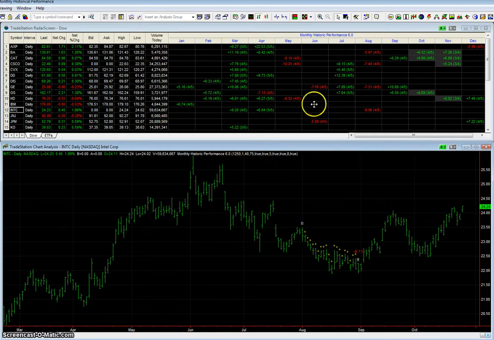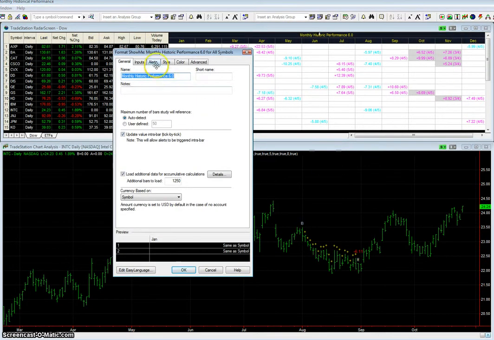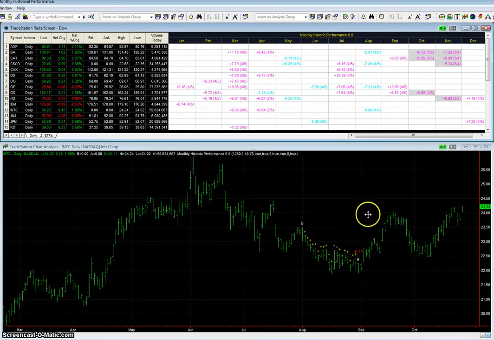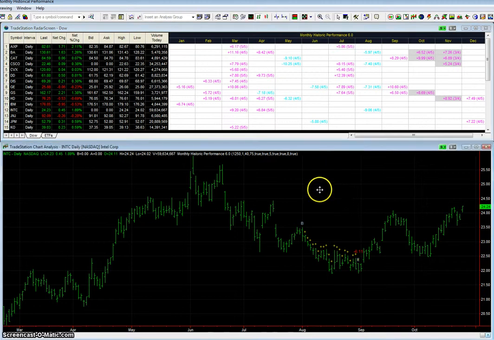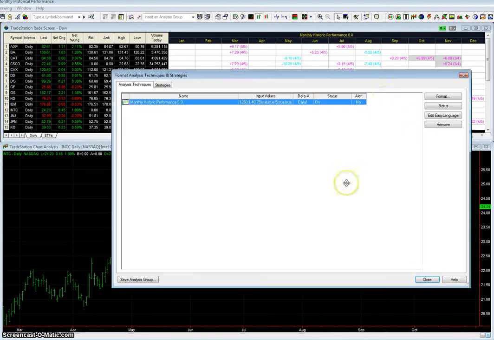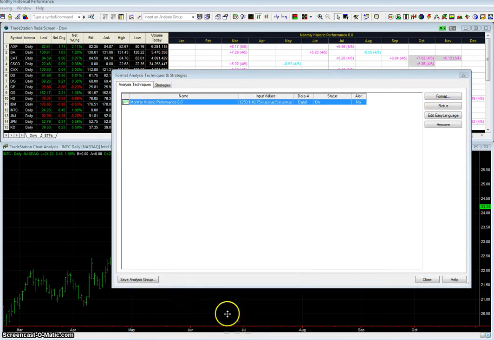And just to show you, let's say we want to look at just the first, I don't know, first 10 trading days of the month. So we can change this to 10, hit OK, and then it's going to start recalculating. And we'll come down here and change this one to 10 days as well. Say OK.